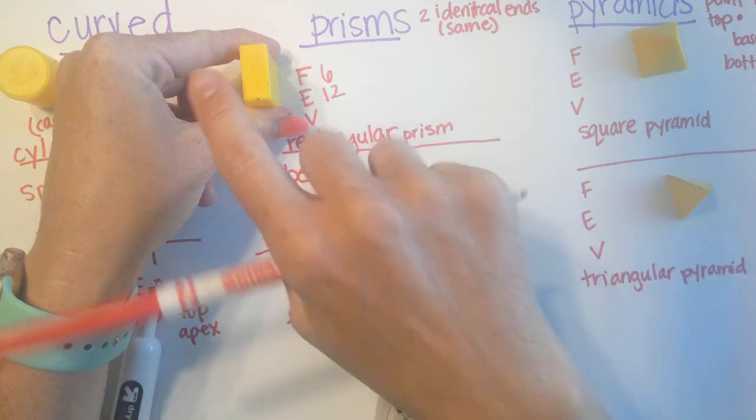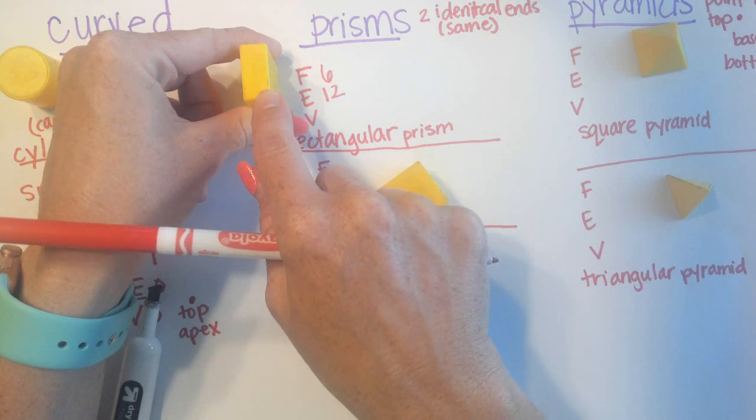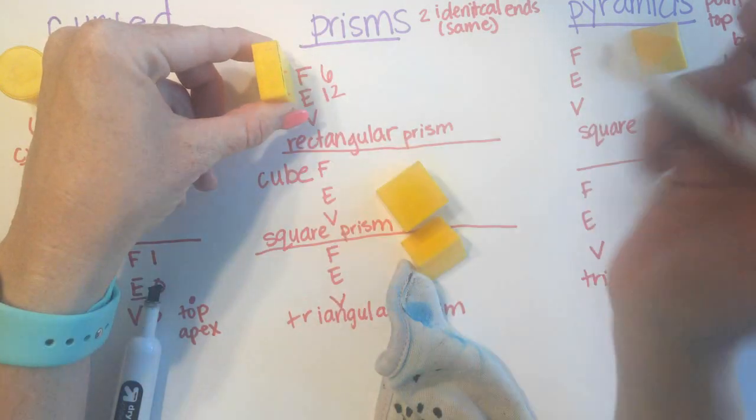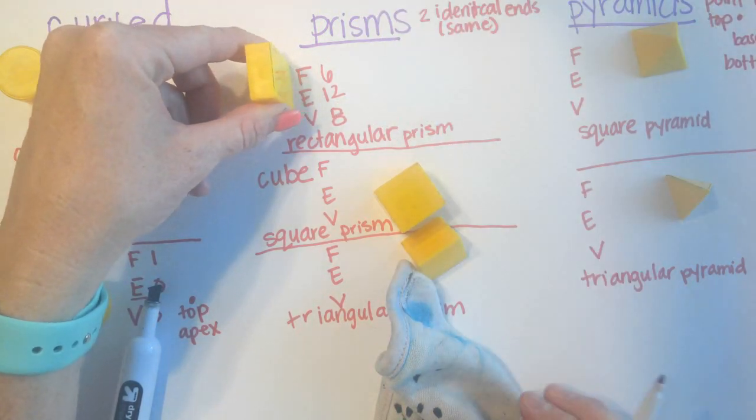Again, start at each end. 1, 2, 3, 4, 4 for this rectangle. And there's 5, 6, 7, 8, 4 more for the other rectangle. So we have 8 vertices.